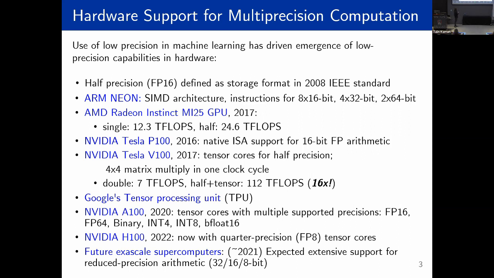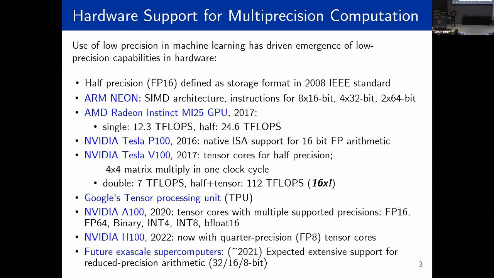Since then, there are also things like Google's TPU and Intel AI chips. The most recent thing, announced a couple of months ago, is NVIDIA's H100. One thing to point out is that they now have quarter precision, FP8. They're going to have something dynamic, where depending on what you're doing, more bits will be allocated to the exponent versus the fraction. It's expected that as we push towards exascale, these higher performance computers will have extensive support for reduced precision arithmetic, maybe even lower than 8-bit.